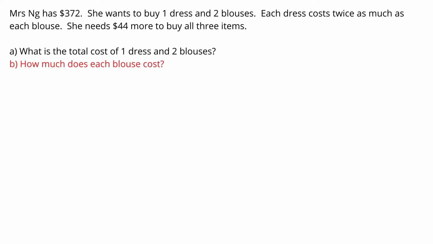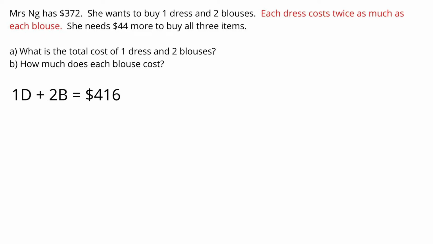As we know, one dress and two blouses cost $416. We can create an equation like this. Can you see that? There are two unknowns in this equation. There's no way we can find the cost of one blouse through this equation, right? However, the question has given us another piece of information to help us find the answer, which is each dress costs twice as much as each blouse. From this sentence, can you tell which item is more expensive?